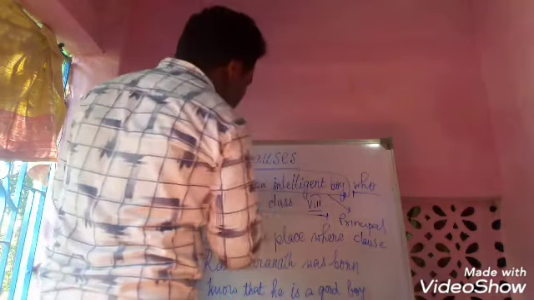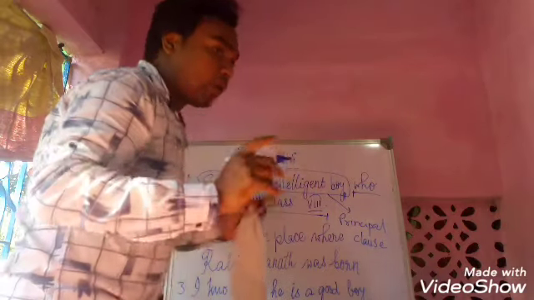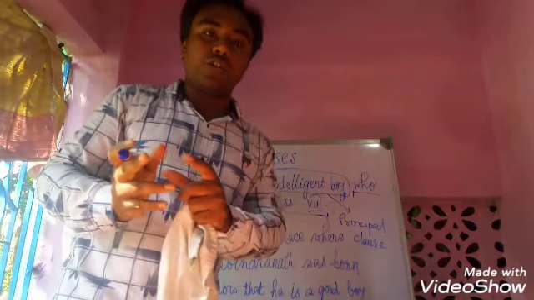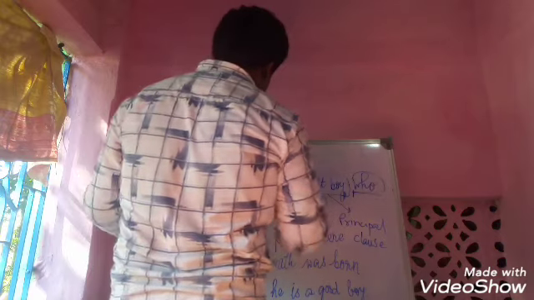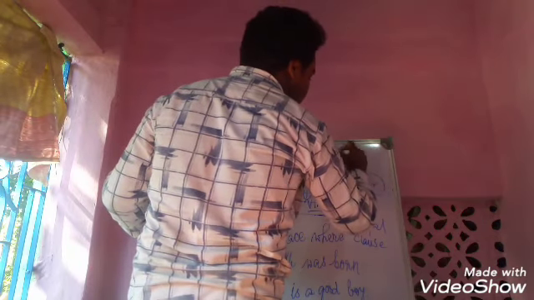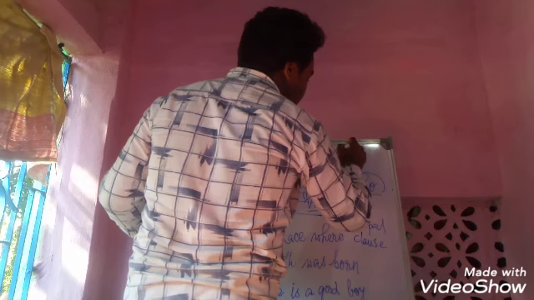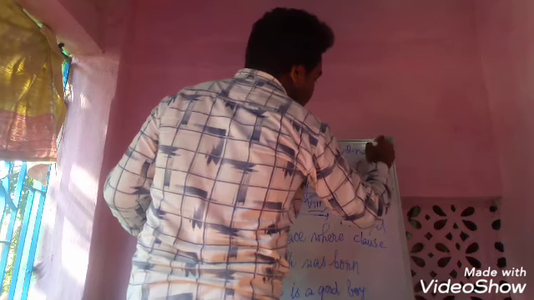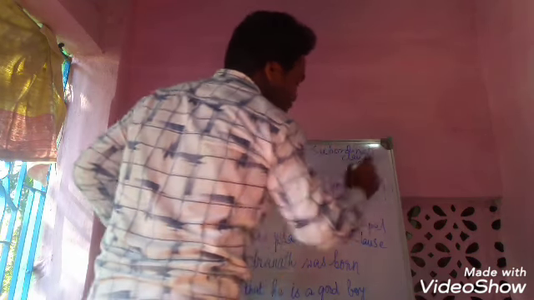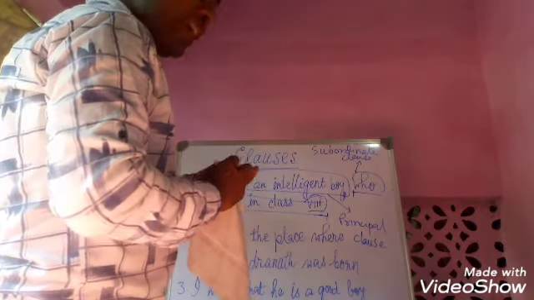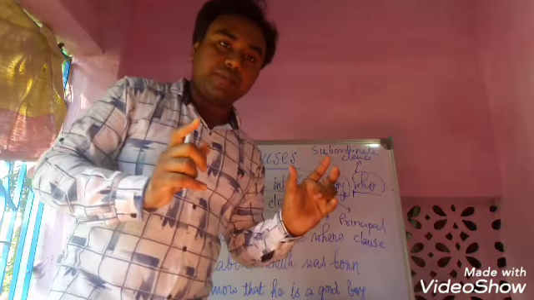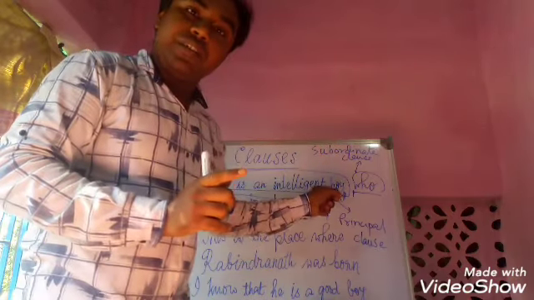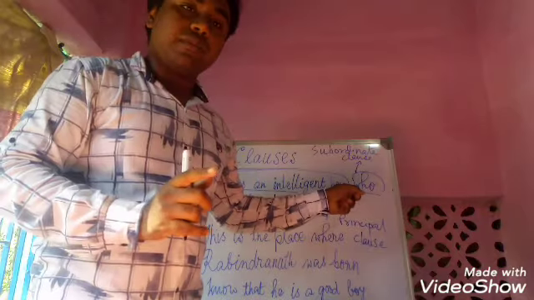Then who reads in class 8? This is called subordinate clause. So there are two types of clause. One is principal or independent. This is independent. This can be used in a single sentence.